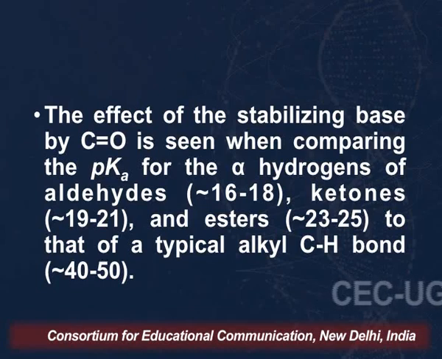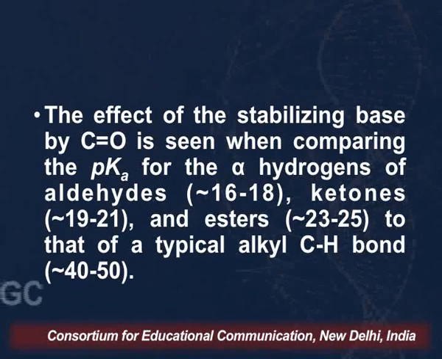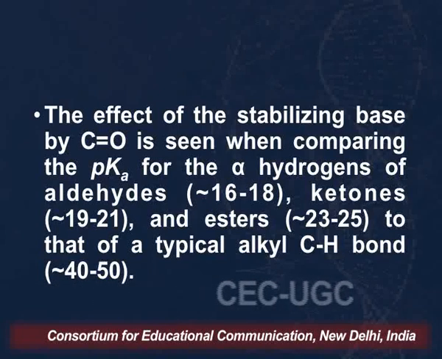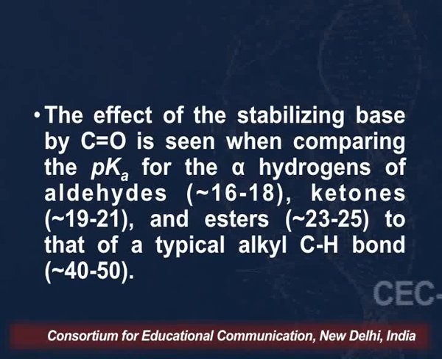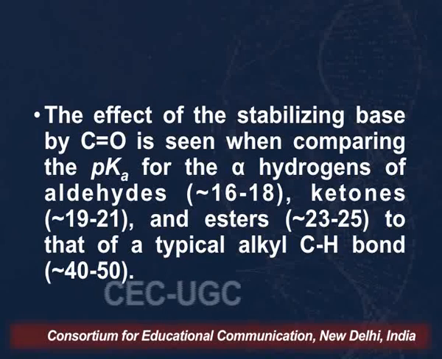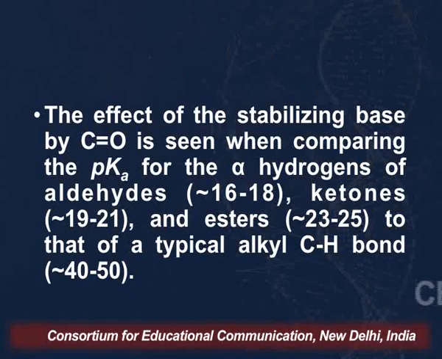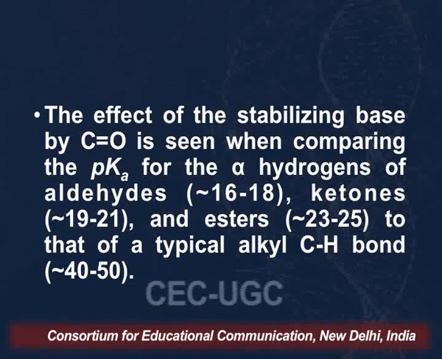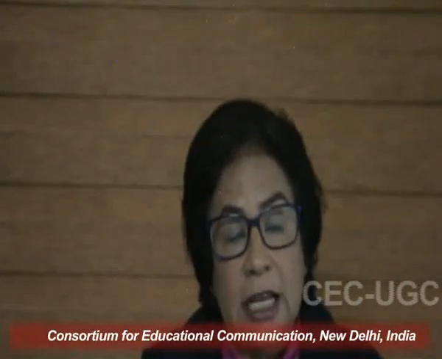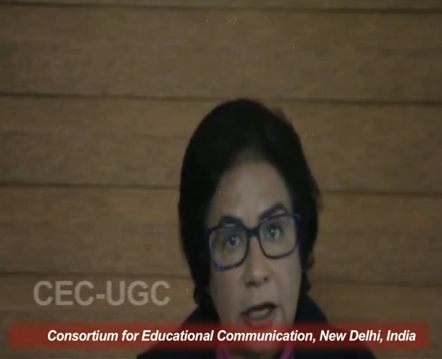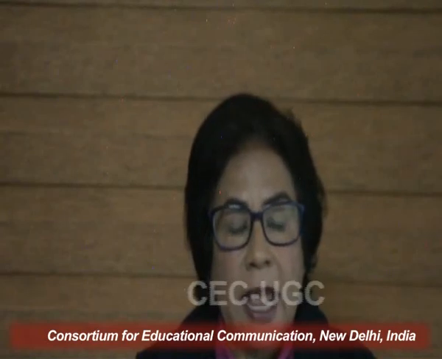Not only this, we find that this effect of stabilizing the base by the carbonyl group is seen when we compare the pKa values for the alpha hydrogens of aldehydes, which have a pKa value between 16 and 18, that of ketones which have a pKa value of 19 to 21, and esters which have a pKa value of 23 to 25, which indicates that the alpha hydrogen of aldehydes is most acidic, followed by that of ketones and esters.